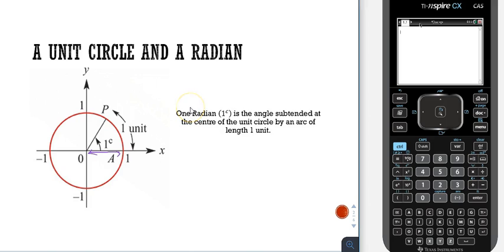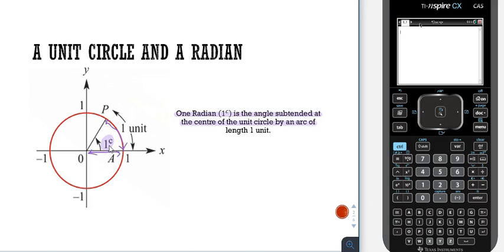A radian is described as the angle that subtends the center of a unit circle by an arc of length 1 unit. What that basically means is that this angle in here is said to be 1 radian if the arc length is the same as the radius. So my radius is 1 unit, my arc length is 1 unit, so my angle is 1 radian.